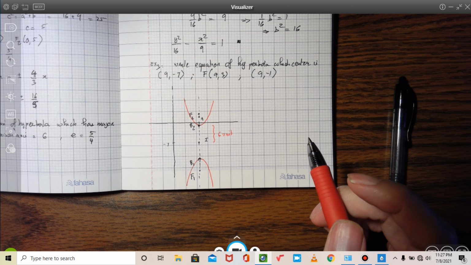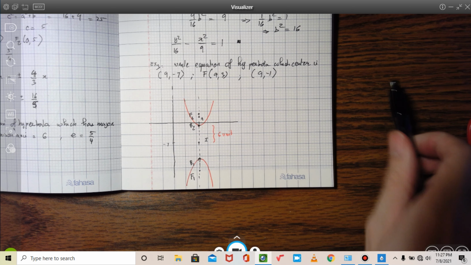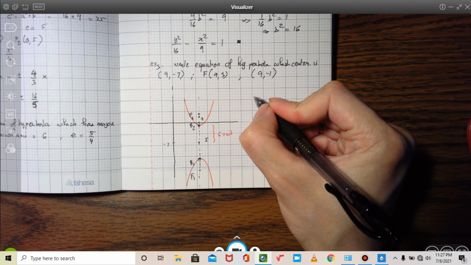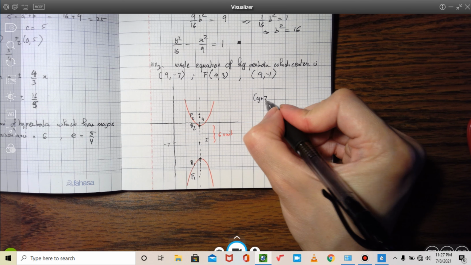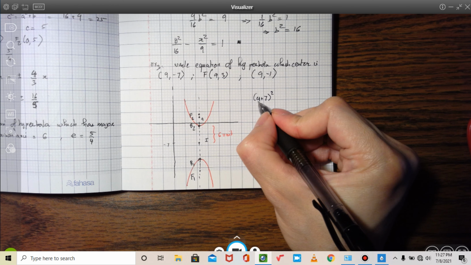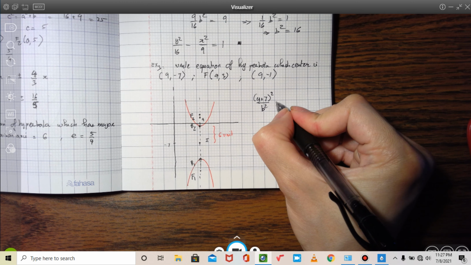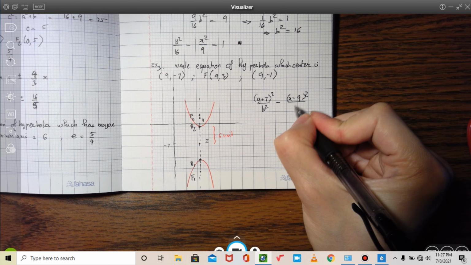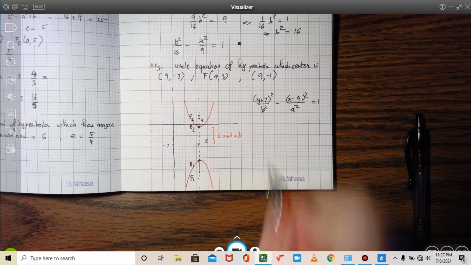We know the center. So this is a vertical one. So we know the equation will be y plus 7 over b square minus x minus 9 over a square equal 1. So our job is to find a and b. So this is your b unit right here.